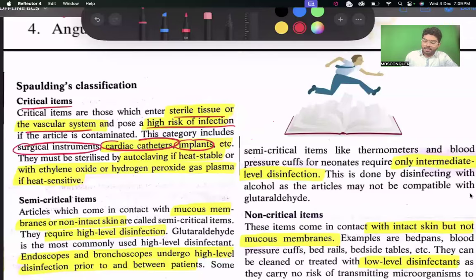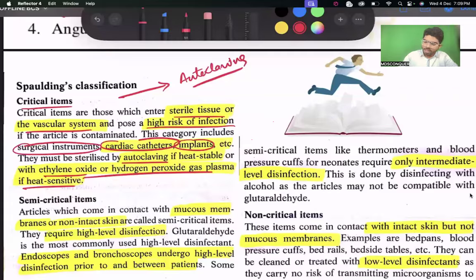And the mode of sterilization is by autoclave if it is heat stable. If it is heat sensitive, you have to use ethylene oxide or hydrogen peroxide gas plasma. So the mode of sterilization of critical instruments is by autoclave if heat stable, and if it is heat sensitive, you'll go for the other option, that is ethylene oxide, hydrogen peroxide, and plasma. So what are the standard values of autoclave?